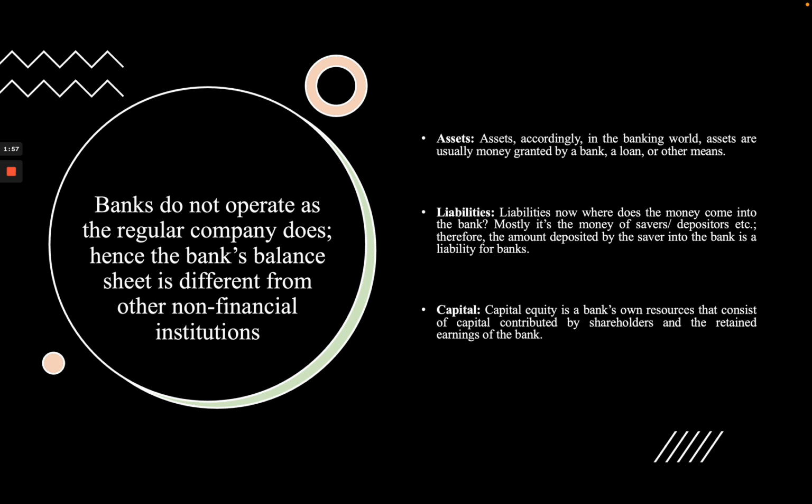Assets accordingly in the banking world are usually money granted by a bank, a loan or other means. The liabilities in case of banks, now where does the money come into the bank? Mostly it is the money of savers and depositors, etc. Therefore, the amount deposited by the saver into the bank is the liability for the bank, because banks have to return that money to the depositors.